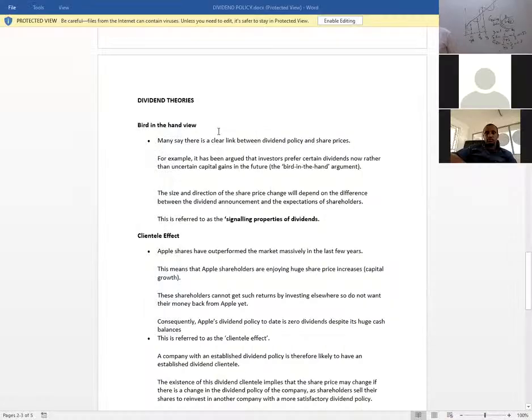Now, ladies and gentlemen, we have what we call the bird in hand theory. For bird in hand type of shareholders, these people would want their dividends today. Many say there is a clear link between dividend policy and share prices. For example, it has been argued that investors prefer certain dividends now rather than uncertain capital gains in the future, a bird in hand. The size and direction of the share price change will depend on the difference between the dividend announcement and the expectations of the shareholders. This is referred to as the signaling properties of dividends.